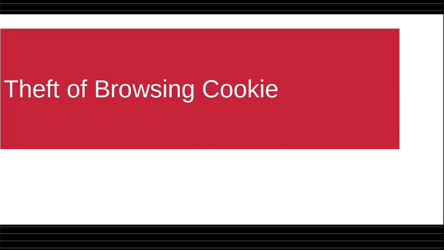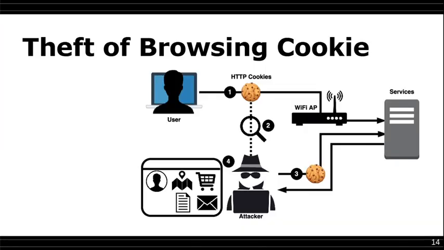Last of all, we have theft of browsing cookies. Now, a browsing cookie is a small piece of data stored by the user's web browser. This data is used to track browsing sessions. If browsing data is stored in a cookie and the browser cookie is hijacked, cybercriminals may be able to gain passwords, addresses, and other sensitive information.